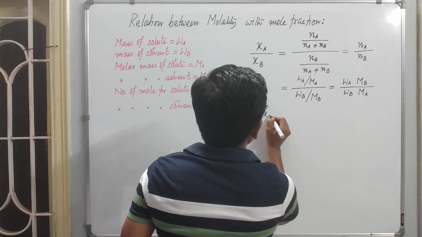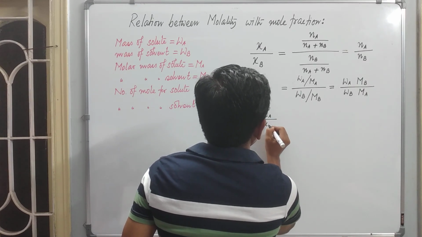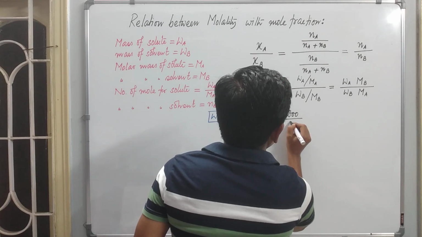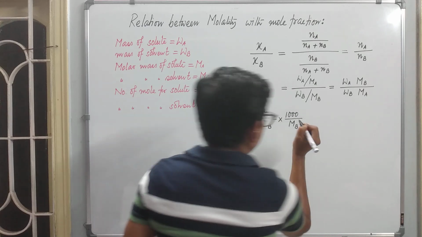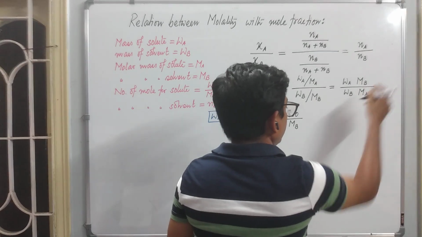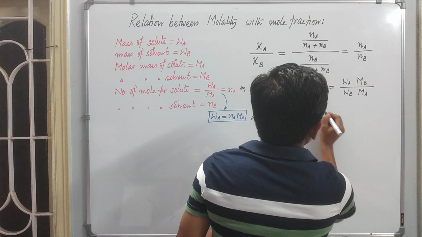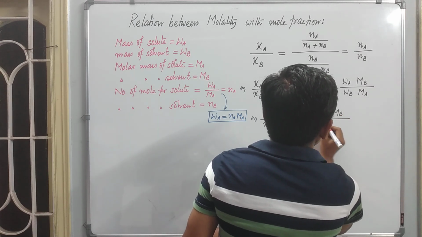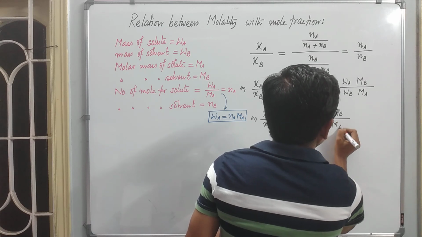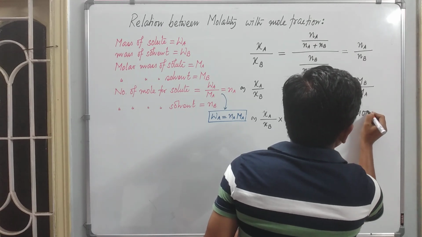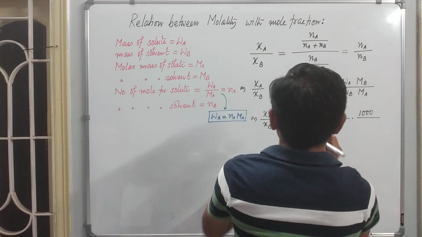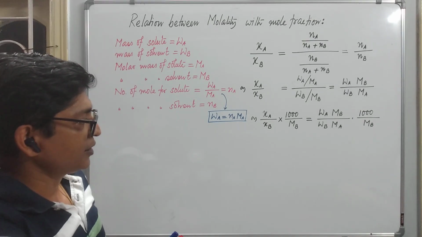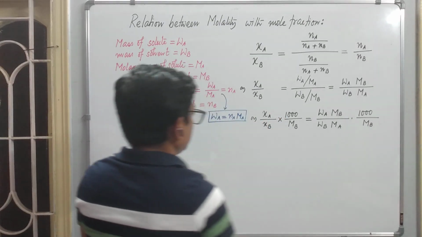To get that, we need to do one trick. We need to multiply both sides with a definite factor. What is that? Say for example, if we are multiplying it with 1000 by molar mass of solvent, then definitely I need to multiply this side as well. So if we are multiplying, it will appear like this: WB into MA multiplied with 1000 divided by MB, molar mass of B. Okay, this is understandable.